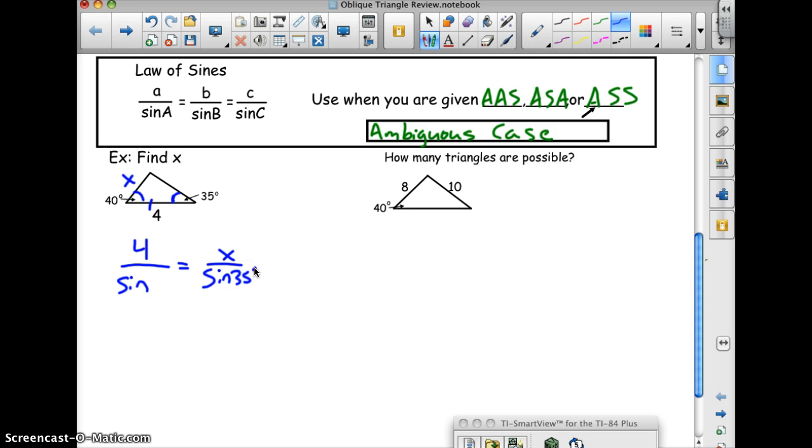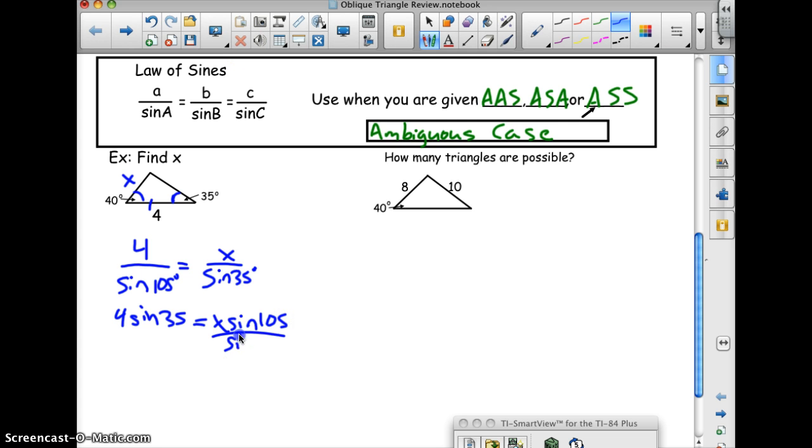Well, to find the angle, you know the three angles in a triangle have to add up to 180. So that leaves me 40 plus 35 is 75. So that's going to be 105 there. Okay? And then I'm going to cross multiply here. So it's 4 sine 35 equals x sine 105.